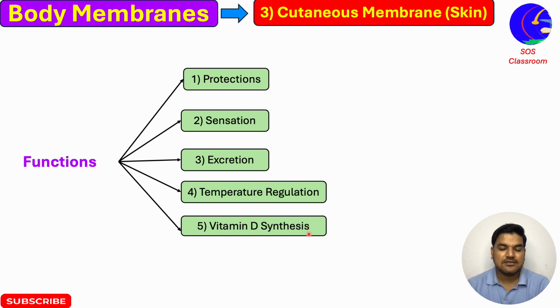Next is vitamin D synthesis. Vitamin D synthesis occurs because of exposure to sunlight: the substance 7-dehydrocholesterol present in the skin reacts with the sunlight, forming vitamin D.